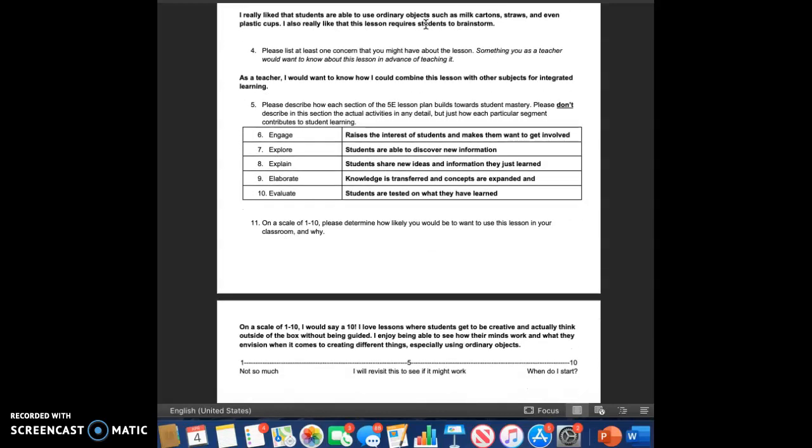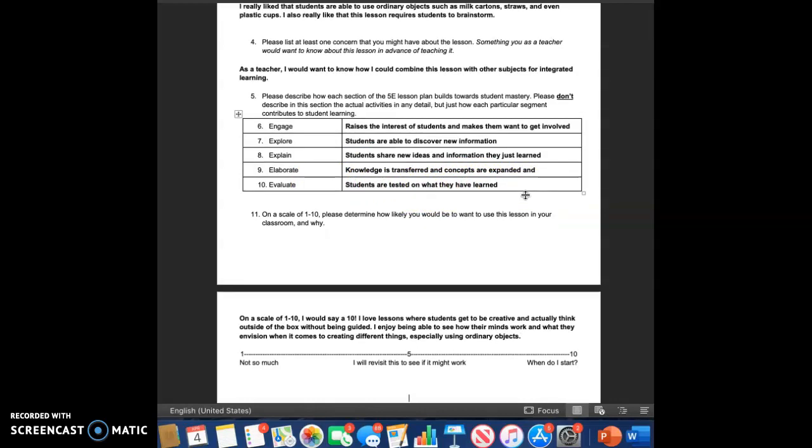So in the engage process, it is important to raise the interest of students and make them want to get involved. Explore is based on getting students to discover new information. Explain, students share new ideas and information that they have just learned. Elaborate, knowledge is transformed and concepts are expanded. And evaluate, students are tested on what they have learned.